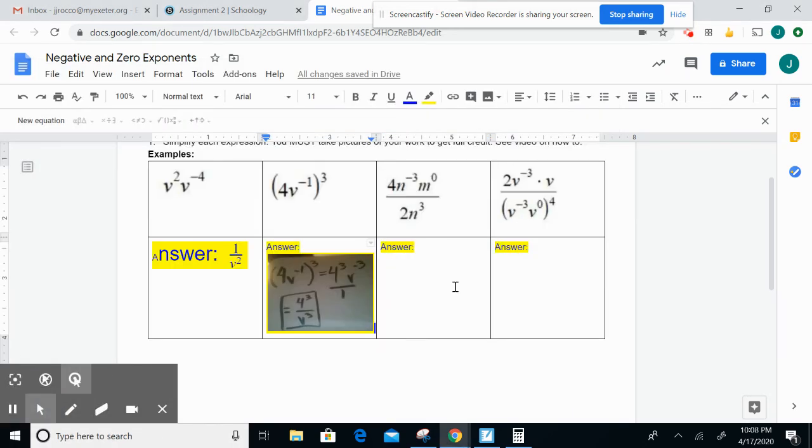All right, took a better picture of my work because that last picture was crap. All right. Next one.